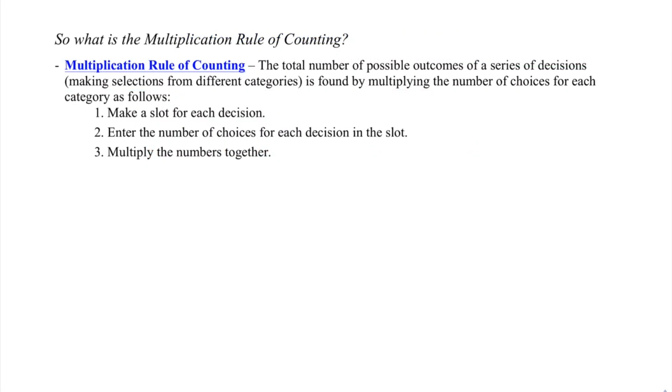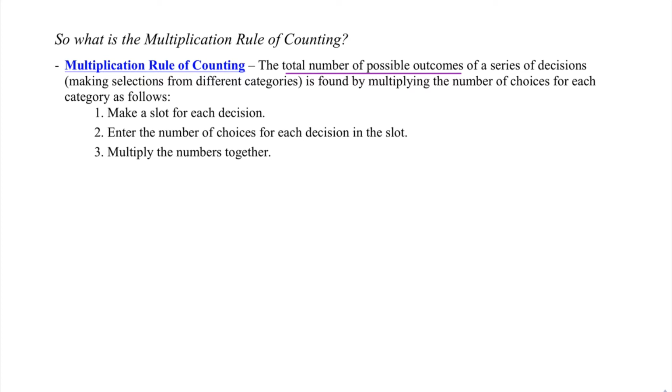However, that does beg the question, what is the multiplication rule of counting? Well, the multiplication rule of counting is the total number of possible outcomes. Just to say that one more time, it's the total number of possible outcomes. Again, we're not finding a probability right now. That tends to be confused when it comes to exam time. It's the total number of possible outcomes from a series of decisions where we're making selections from different categories, found by multiplying the number of choices for each category, like we did in the examples.